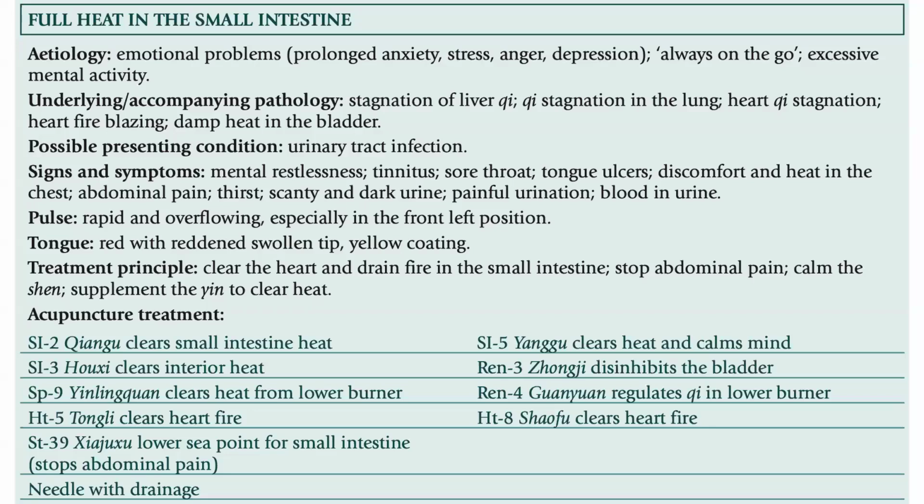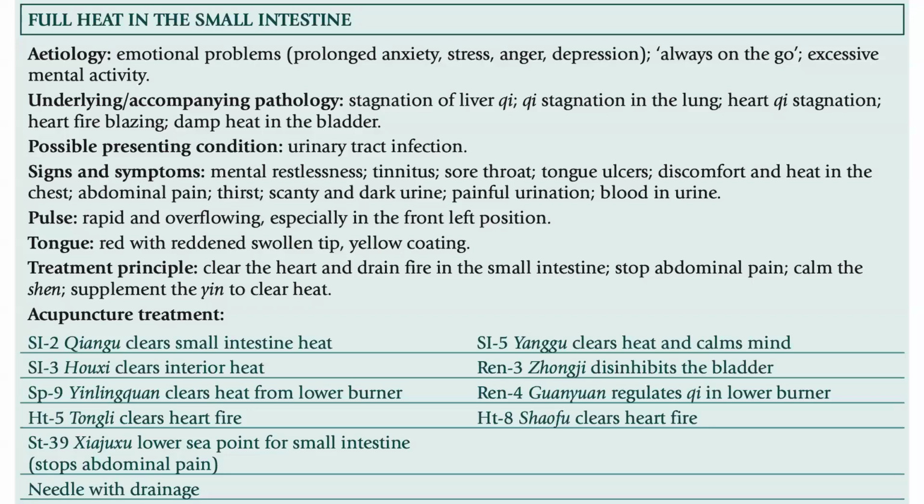To summarize, full heat in the small intestine has its etiology in emotional problems like prolonged anxiety, stress, anger, and depression, being always on the go, and excessive mental activity. The underlying or accompanying pathologies are stagnation of liver qi, stagnation in the lung, heart qi stagnation, heart fire blazing, and damp heat in the bladder. Possible presenting condition: urinary tract infection.